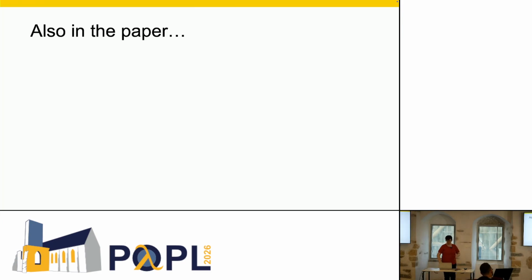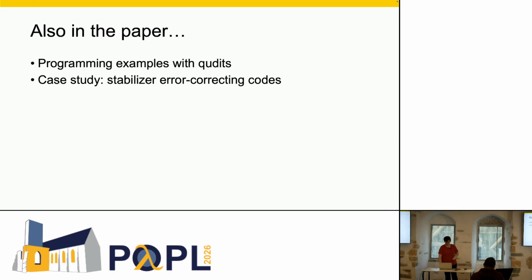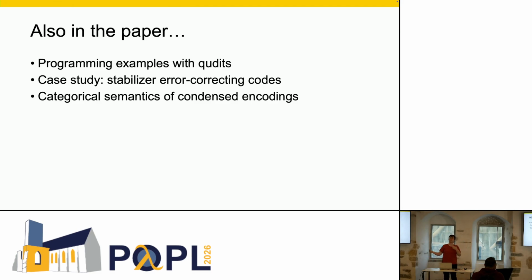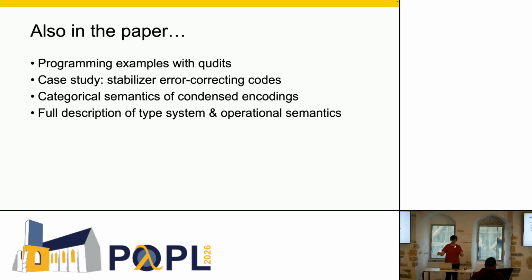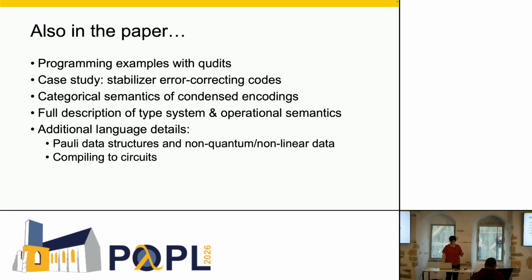Okay. So to wrap up, in the paper, we've got a bunch more examples about programming, especially with qudits rather than just qubits. We have worked out a case study that describes how you can write error-correcting codes in this framework in quite a straightforward way by describing how they transform the Pauli group. We also give a categorical semantics for those condensed encodings in a way that corresponds to our type system via Curry-Howard. And of course, we give all the details of the type system and operational semantics. Finally, we also build up some additional data structures and talk a little bit more about compiling to circuits.